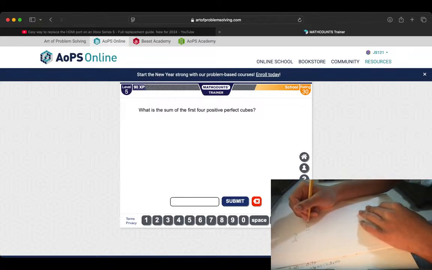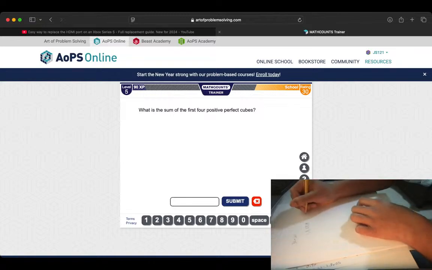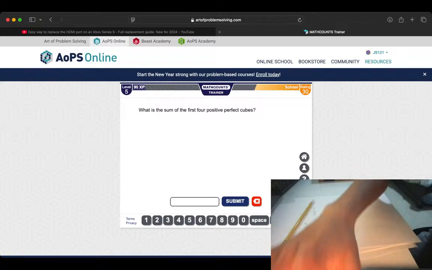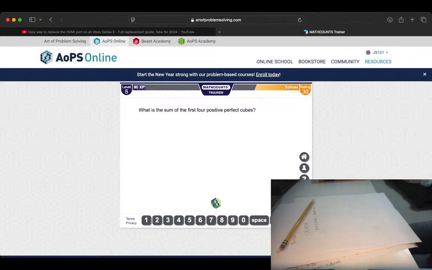4, 16, 64. 64 plus 27 equals. Actually, let's see if I can pair stuff up. So we can turn this into 9 plus 7 plus 64, which is equivalent to, because odd odd, we can do 36 plus 64, which is equal to 100. Nice.